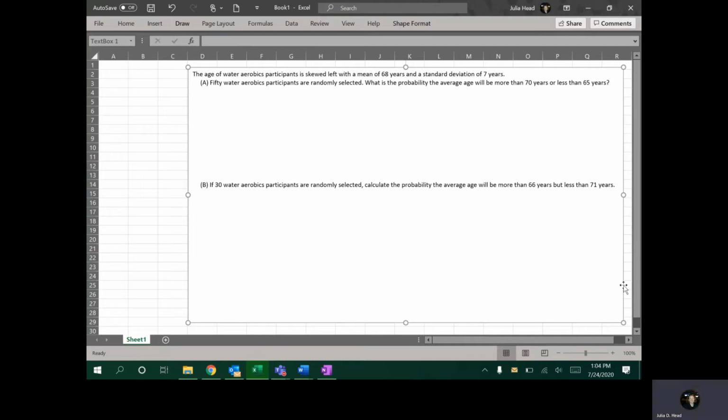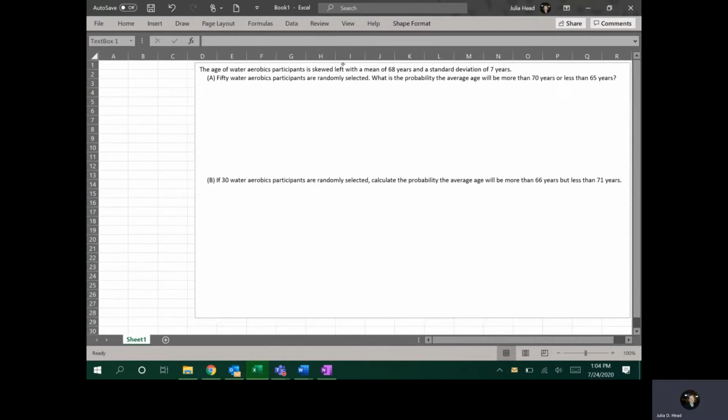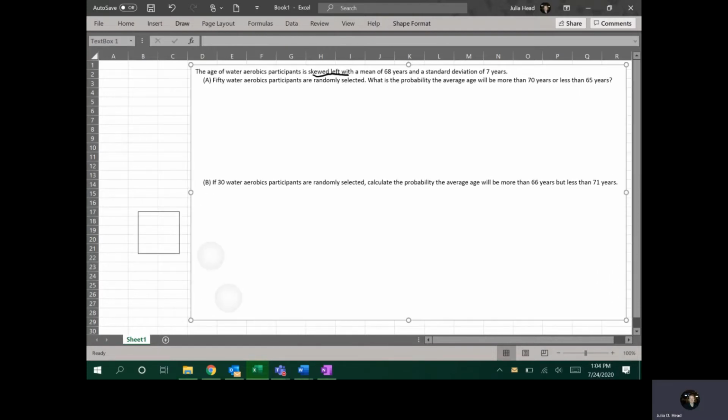Welcome to another example of the central limit theorem. I chose this question because it has one thing that none of the other questions does. It does not say normally distributed. In fact, it says skewed left. So it is not normally distributed.